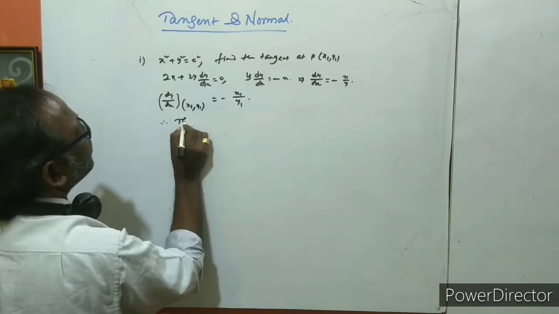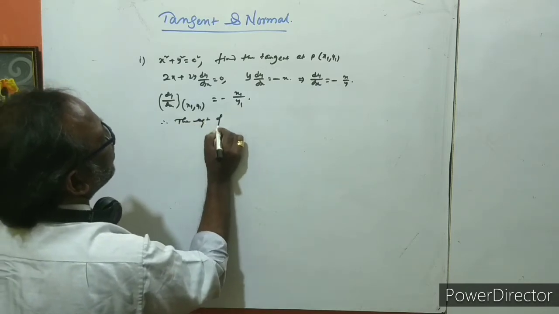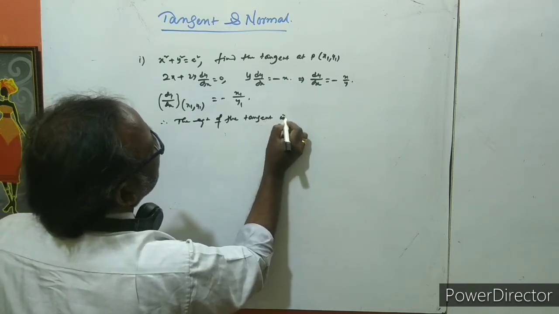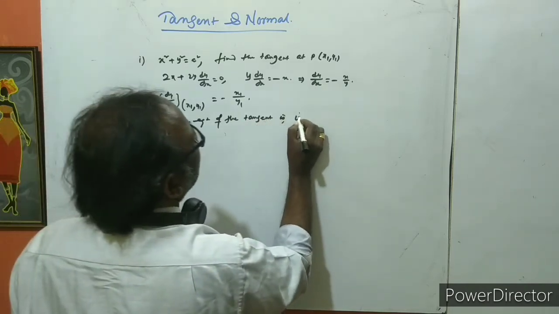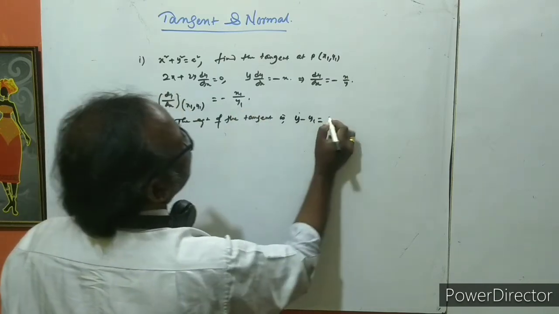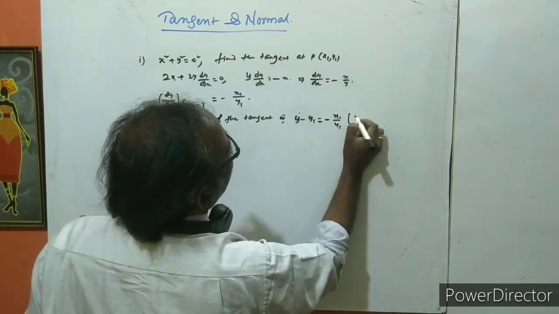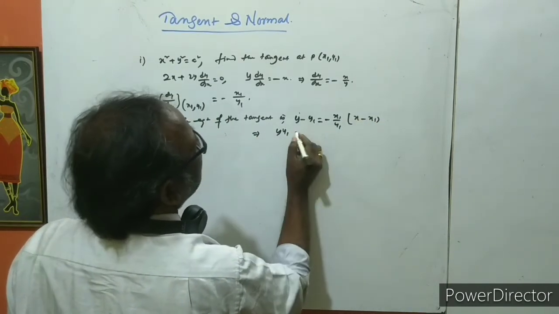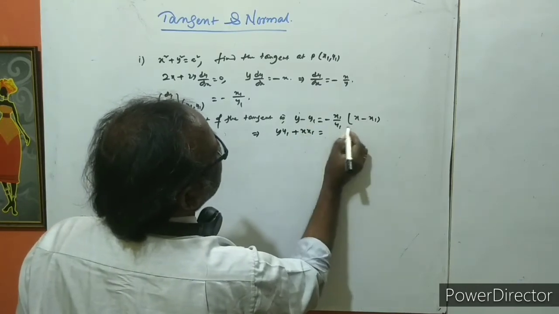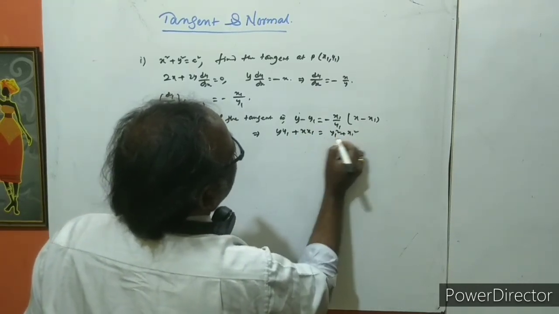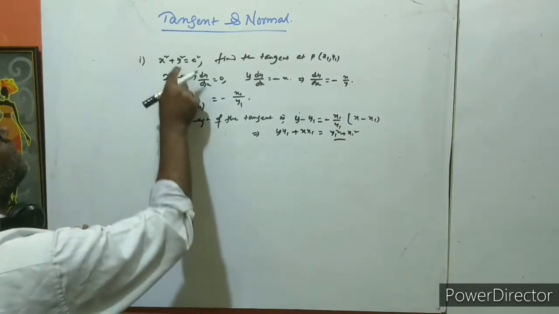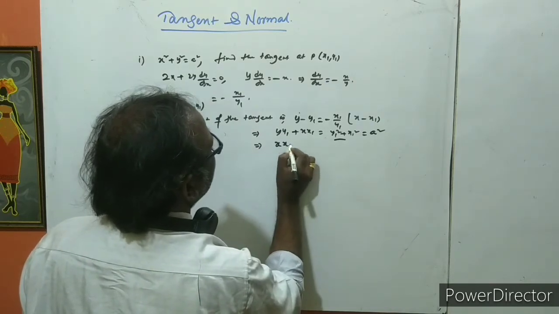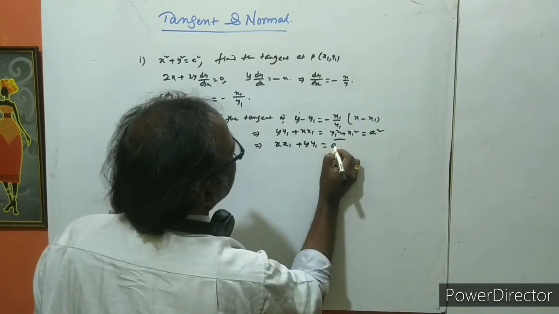Therefore the equation of the tangent is y minus y1, and this is your m, minus x1 by y1, times x minus x1. So that is y y1 plus x x1, and this is equal to y1 square plus x1 square. You know the point (x1, y1) satisfies this equation, so this is equal to a square. Therefore the equation of the tangent is x x1 plus y y1 equal to a square.